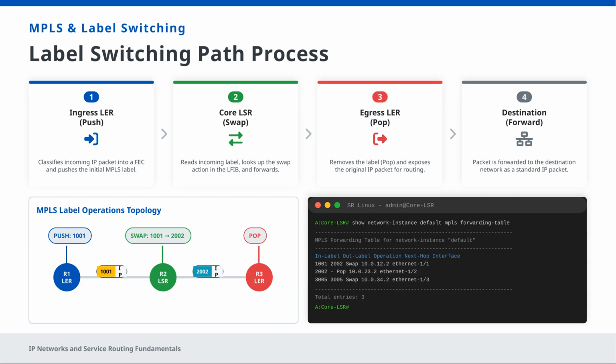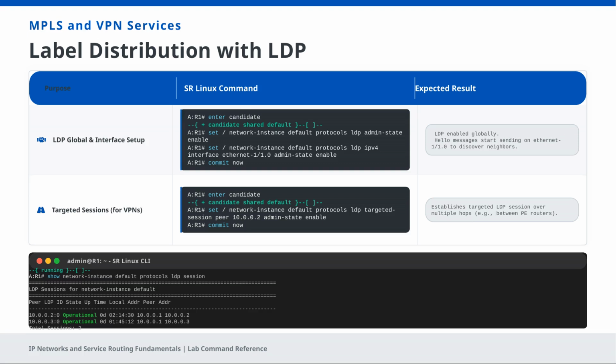But for labels to be useful, routers must learn which labels to use. That is where LDP comes in. Label Distribution Protocol, or LDP, is one mechanism used by routers to exchange label bindings for IP prefixes. In simplified terms, routers tell one another, "for this prefix, use this label when sending traffic toward me." These label bindings allow MPLS forwarding entries to be built across the network.